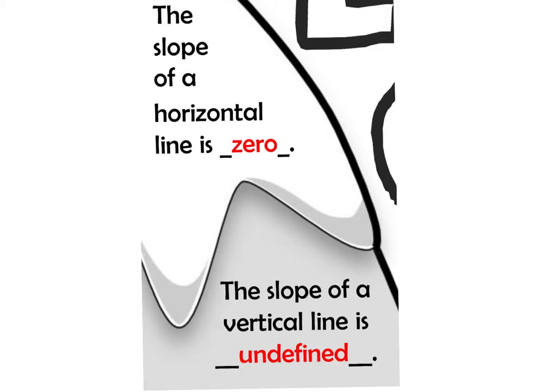And so, the slope of a horizontal line is 0. The slope of a vertical line is undefined. That is on your handout, bottom left. The slope of a horizontal line is 0. The slope of a vertical line is undefined.